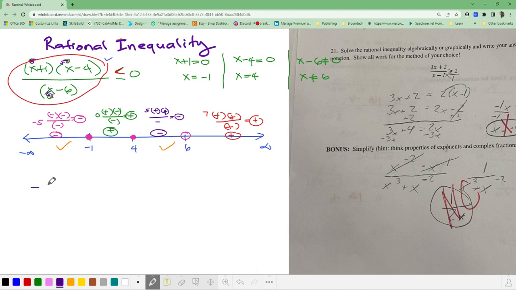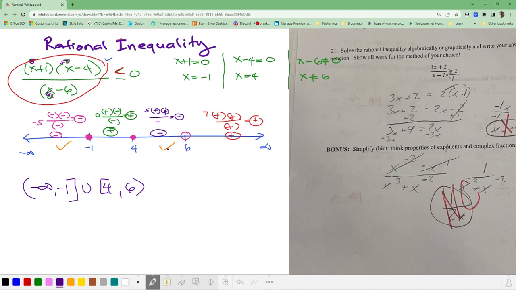So that will be from negative infinity to negative 1. But negative 1 is a solid circle, so therefore that will be a bracket. So that's good. And then this one also from 4 to 6. 4 is a bracket, but 6 is an open circle. And you need to put a U, so it's a union.